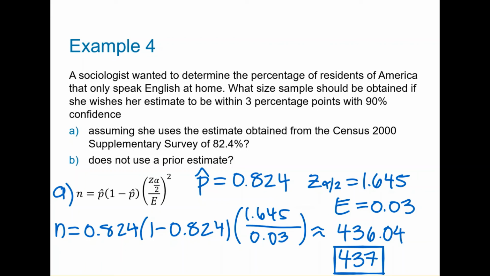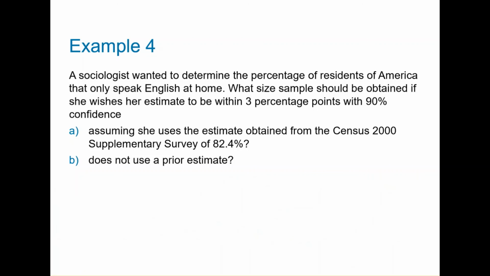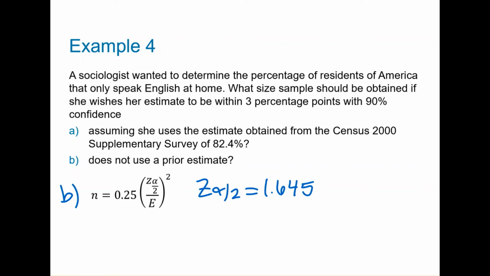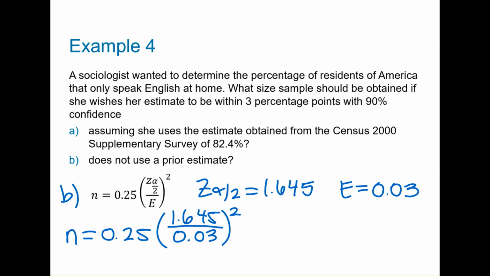Now let's work out Part B. For Part B, we are not using a prior estimate, so we use the following formula. Z alpha over 2 is 1.645, and we get that from table 5. E is still 0.03. Again, when using the formulas, you don't need to double anything, only when you use StatCrunch. Now let's substitute the values into the formula. Type this in your calculator, and we get approximately 751.67. Whenever you are finding the sample size, you will always round up to the next number no matter what, so we will round up to 752.